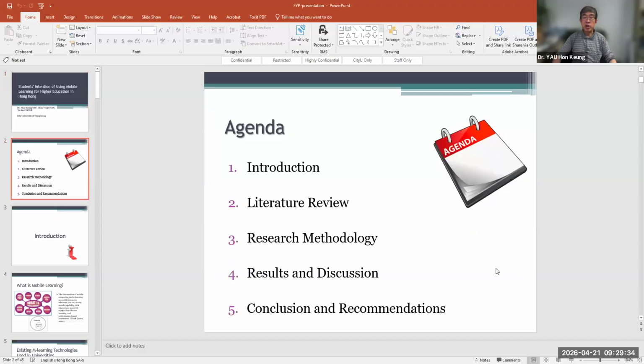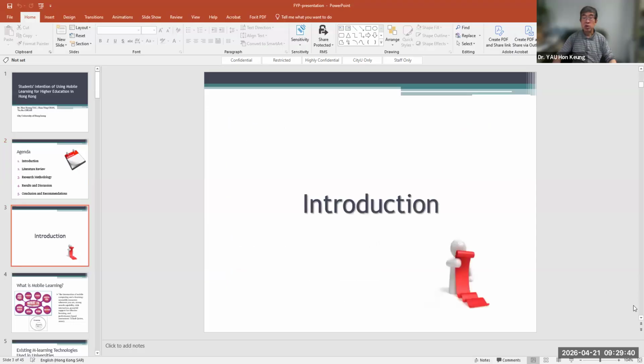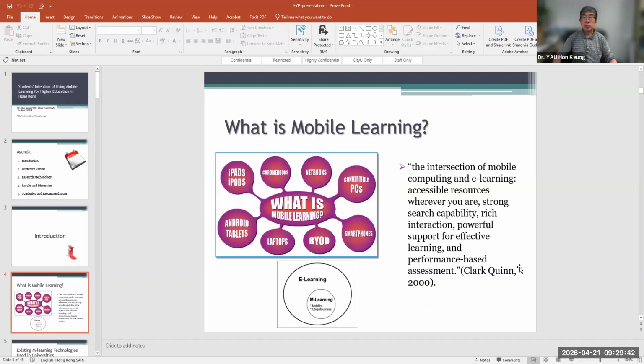Okay, this is the agenda: introduction, literature review, research methodology, result and discussion, conclusion and recommendation. Introduction. What is mobile learning? This is using the mobile for the learning at the intersection of mobile computing and e-learning. Accessible resource wherever you are. Strong search capability, rich interaction, powerful support for effective learning and performance-based assessment.